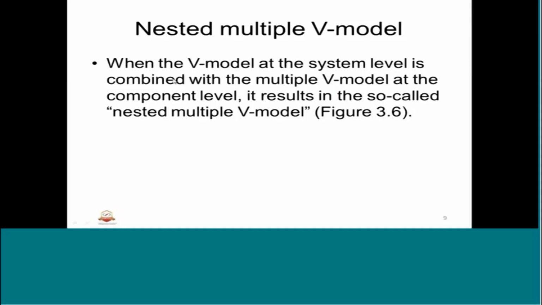So once this is combined at the component level, so we have defined the system level. The component level, multiple V models itself can iterate. So it is the so-called nested multiple V model. So we have an example here.